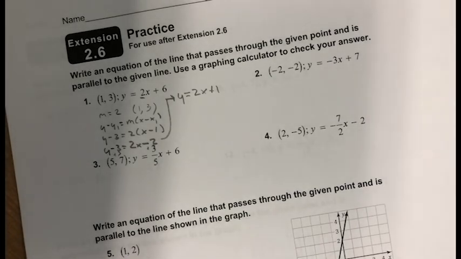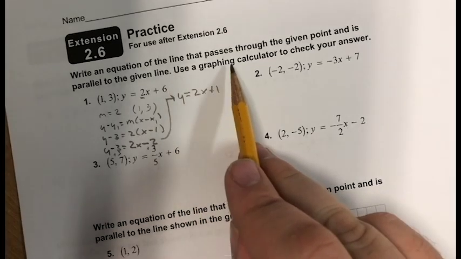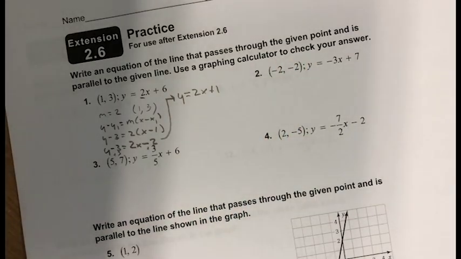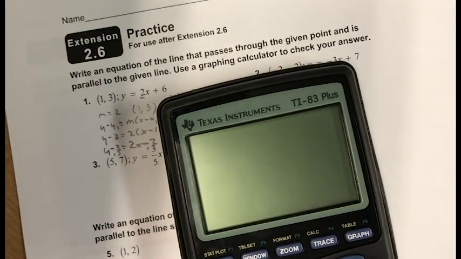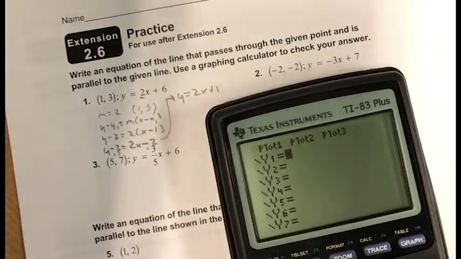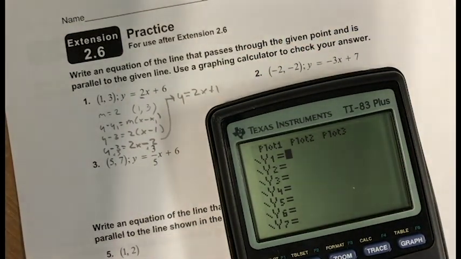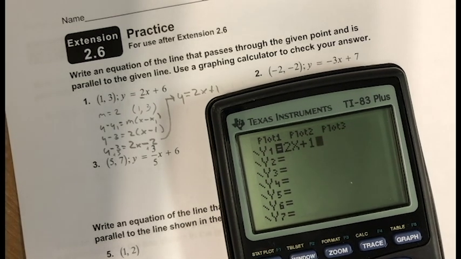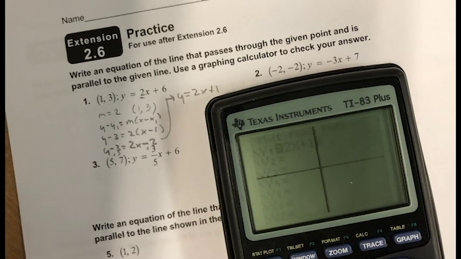So let's double check ourselves. And how do we do that? It says use a graphing calculator to check your answer. So let's do that right now. Turn my calculator on, clear things out. I'm going to go to y equals. So clear this out. I'm going to put my equation that I just created, 2x plus 1, in my calculator. I am going to hit graph, and it gives me this little thing.